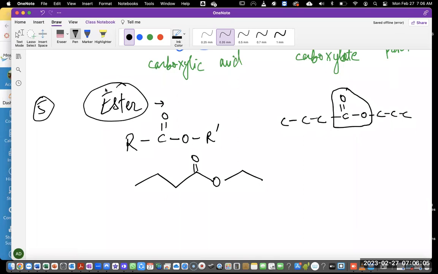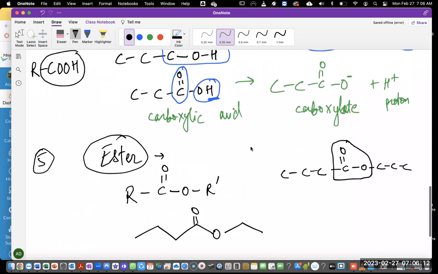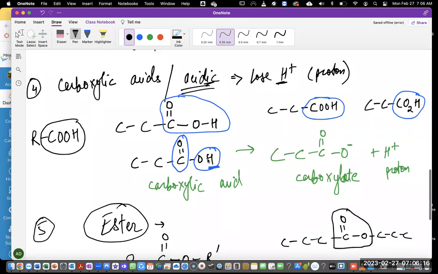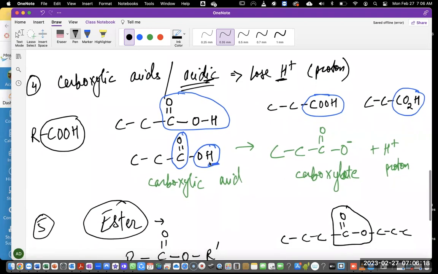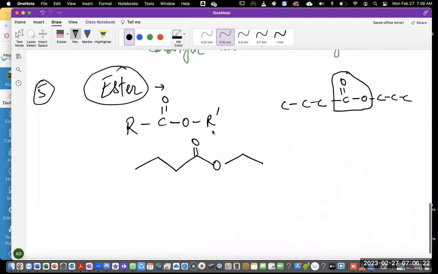Okay, I hope that is making sense, and you guys are able to differentiate ester from carboxylic acid. Carboxylic acids, remember, are acidic. They must have the hydrogen to lose, so they have this hydrogen. Esters don't have that hydrogen here anymore, and that's why esters are not acidic. Okay? All right, so let's keep going further.